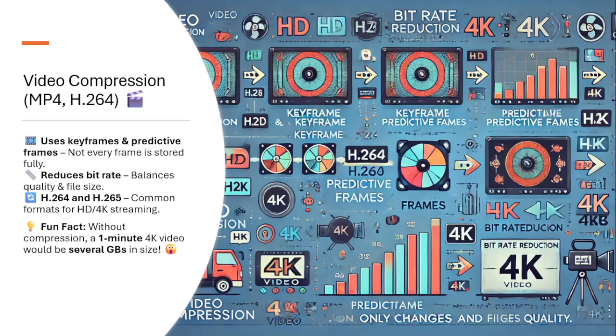Popular compression formats like H.264 and H.265 are used for everything from streaming HD movies to saving 4K video files. H.265 is newer and even more efficient for ultra high definition videos. Without compression, a 1 minute 4K video could take up several gigabytes of space. Compression makes video streaming and storage practical for everyone.